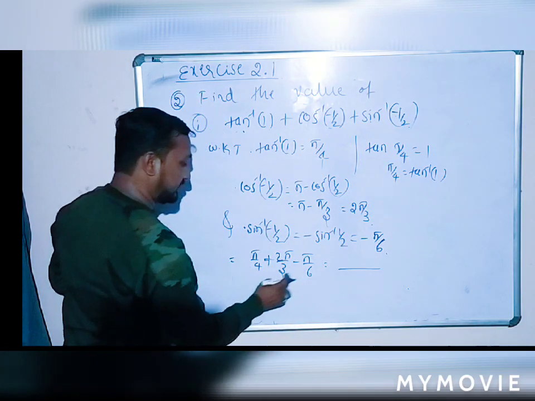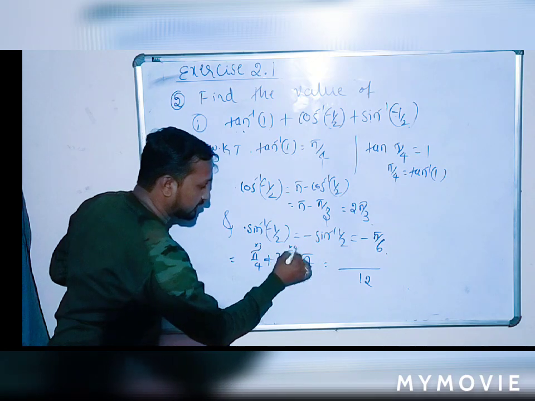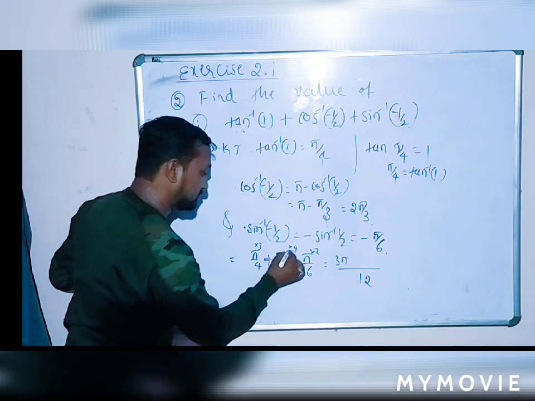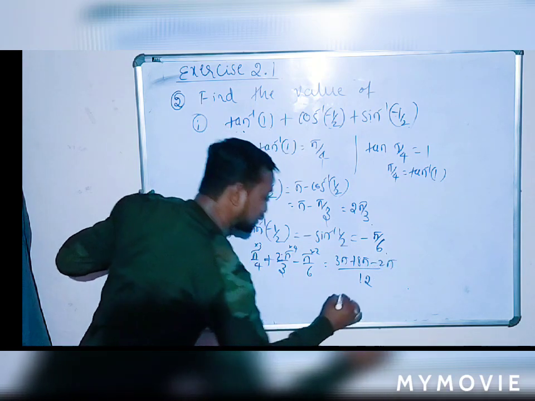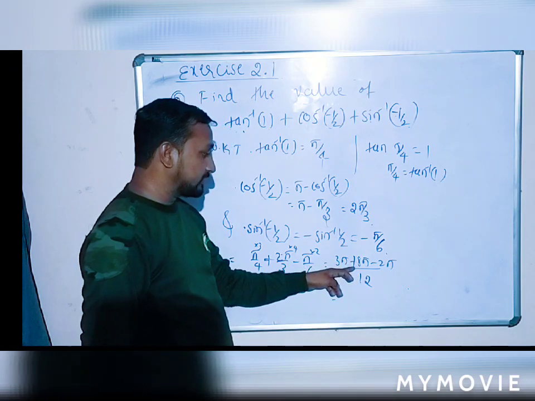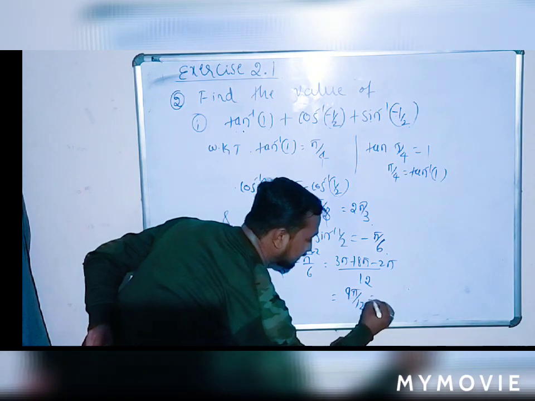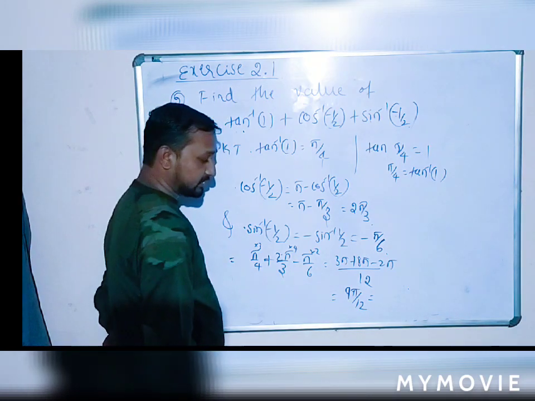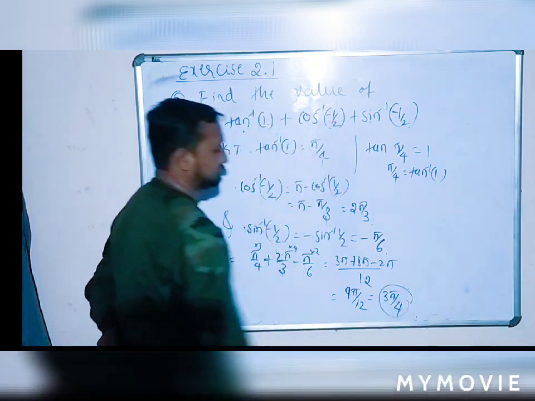Take LCM. 3, 4, 6, the LCM is 12. Multiply by 3, 4 4s are, multiply by 4, multiply by 2. So 3 pi, 4 2s are 8 pi, minus 2 pi. That is equal to 3 pi plus 8 pi, 11 pi, 11 pi minus 2 pi, 9 pi by 12. 9 pi by 12 is nothing but, by cancellation, 3 1s are 3, 3 3s are 9, 3 4s are 12, so 3 pi divided by 4 is the answer.